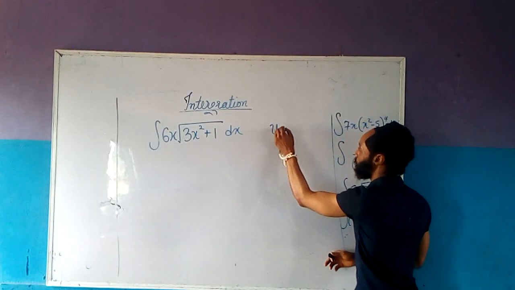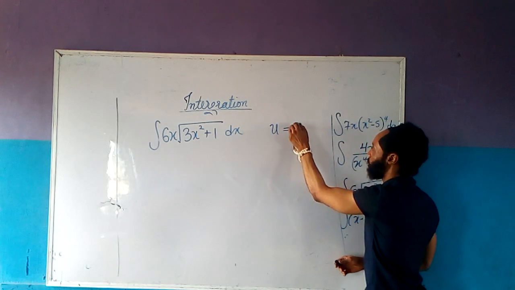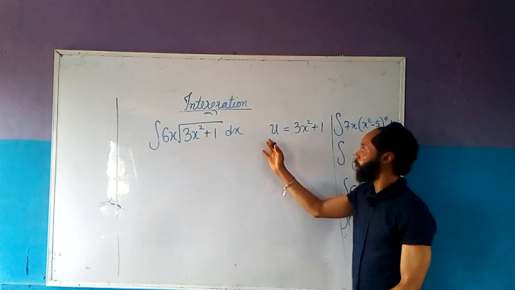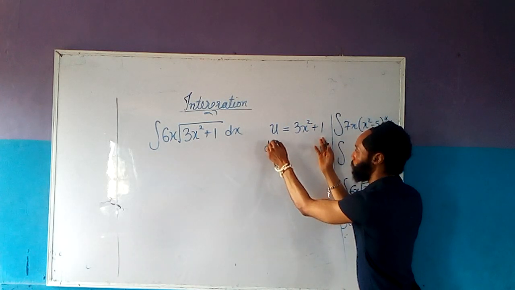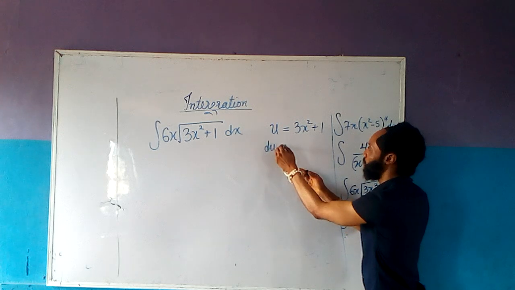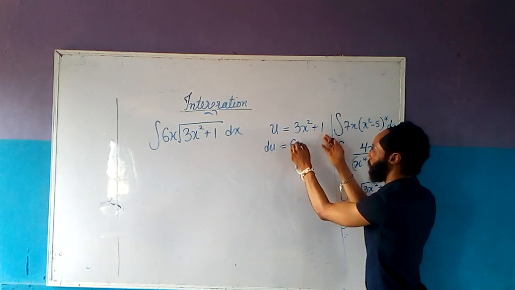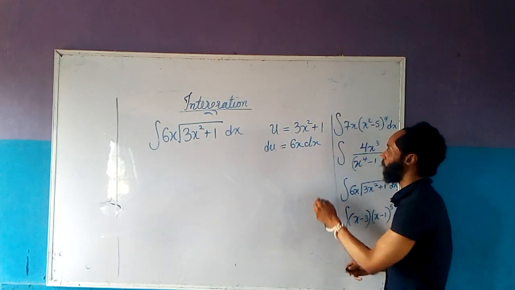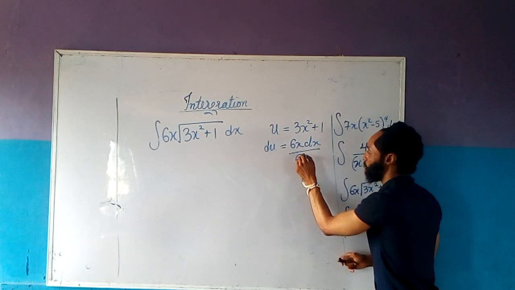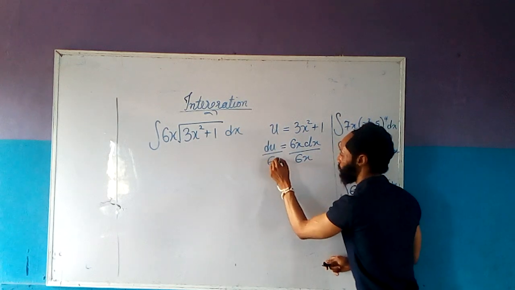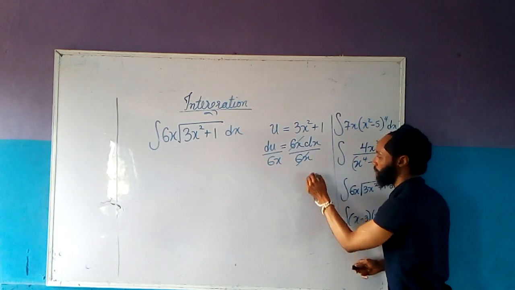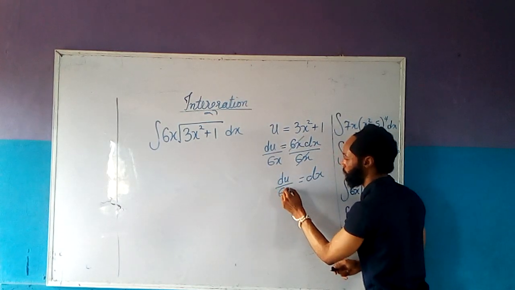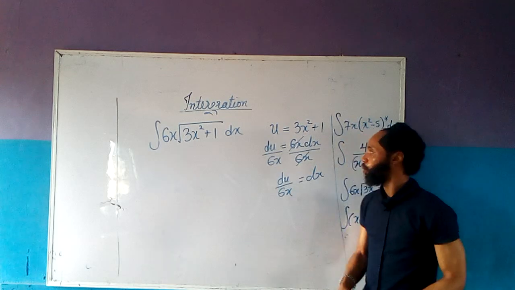Now, set our U equal to what? 3x squared plus 1. Differentiating both sides, the derivative of U, dU. Differentiate this, you're going to get 6x. Remember the dx, do not forget. Now, we're solving for dx. Solve for dx. We want 6x, so the dx should equal what? dU over 6x. And that's what we have now.